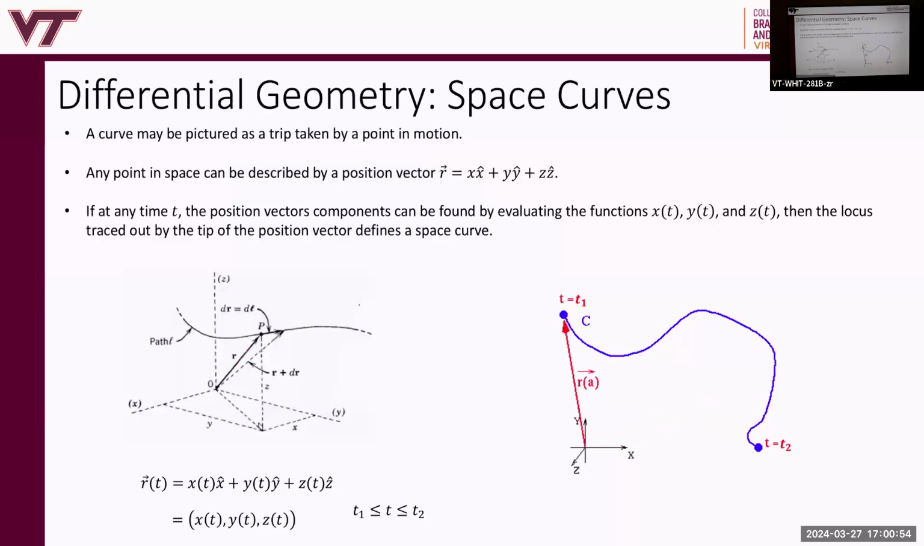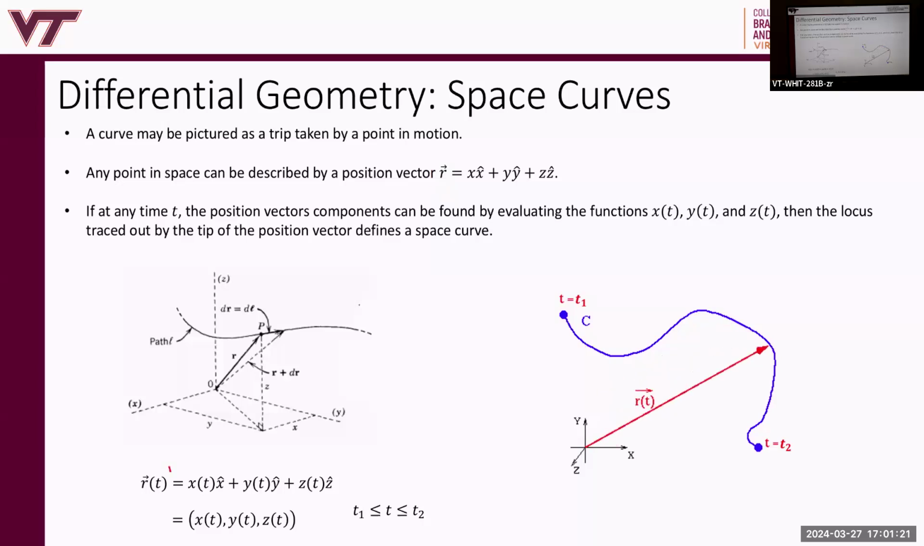So if at any time t, the position vector's components can be found by evaluating the functions x of t, y of t, z of t. So this is a vector, right? Say that the components of that vector depend on some other parameter t. Then this vector varies as a function of t, and the locus traced out by the tip of the position vector defines a space curve.